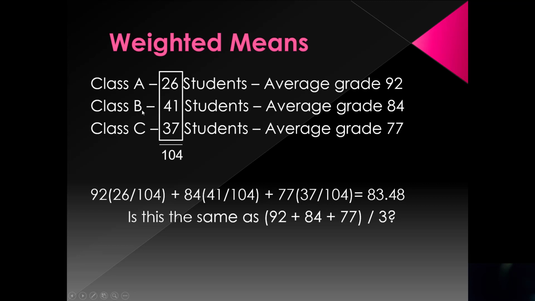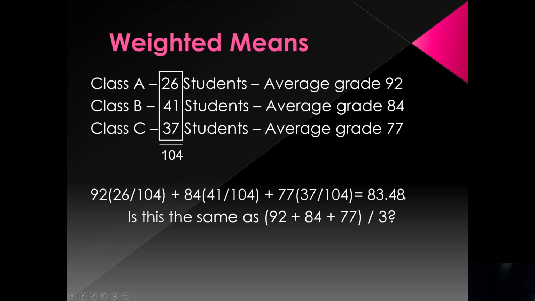And then you're going to do the same thing with class B. Here's class B's average grade. Here's the number of students in their class divided by the total number of students. And the same thing for class C. The average grade, the number of students in class C, and divided by the total number of students. So basically you have each class separated by a plus sign, and then when you're done with all your calculations, you just add up the numbers that you come up with.